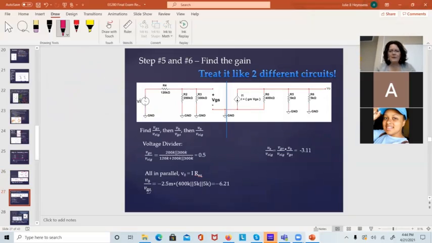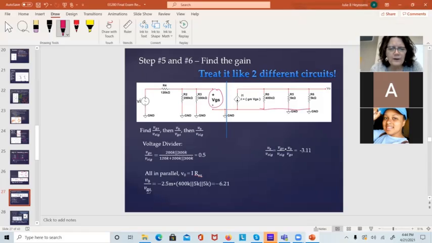So in order to analyze that AC circuit, I'm going to draw this line through here and treat it like it's two different circuits. So this is tied to ground, this is tied to ground, this is tied to ground. These are all tied together. The input part of this, what I want to calculate is VGS over VN.